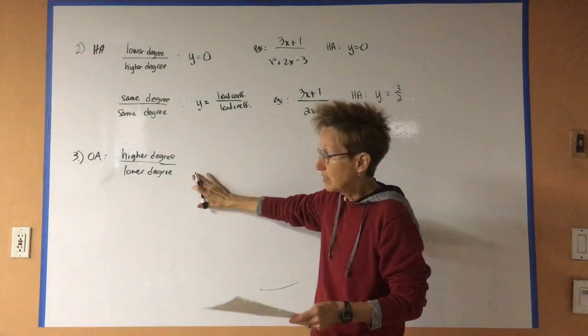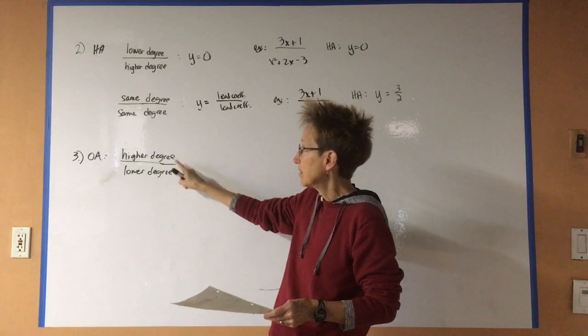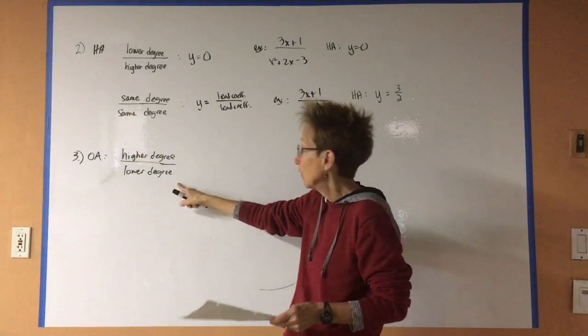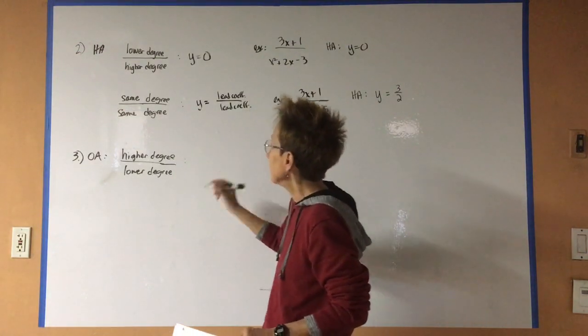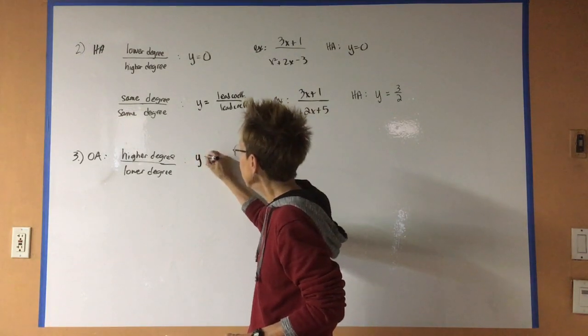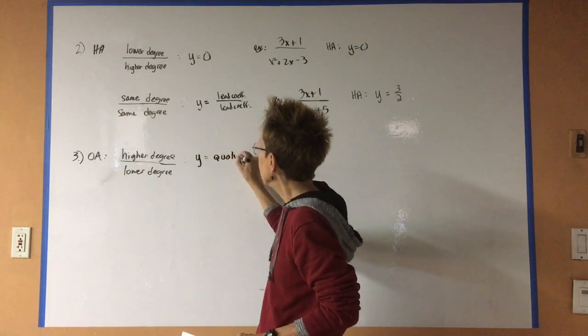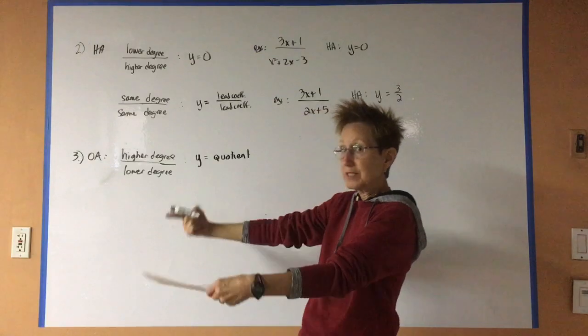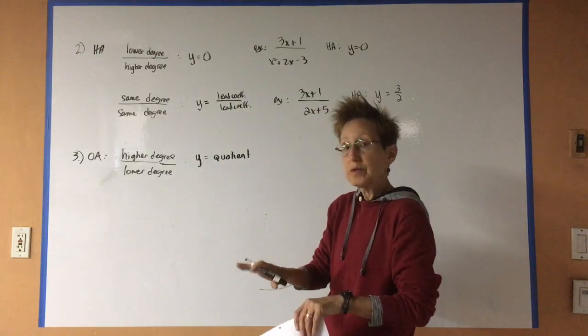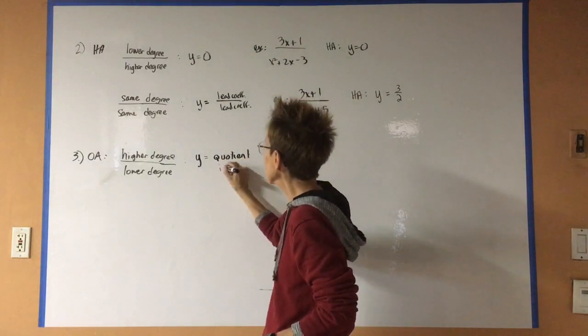The last one is the oblique asymptote, and that's the last possibility, where you have a higher degree over a lower degree. And the oblique asymptote comes from y equal to the quotient when you divide the denominator into the numerator and you ignore the remainder. Quotient, ignore remainder.